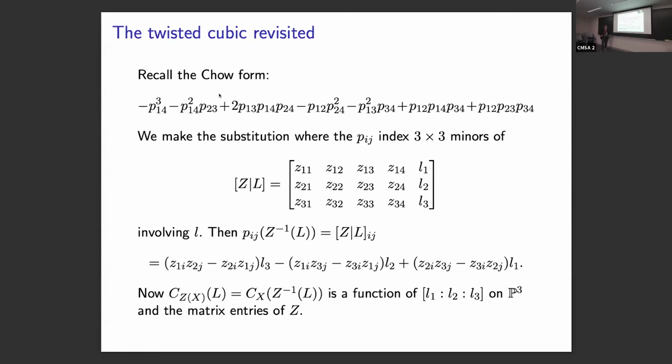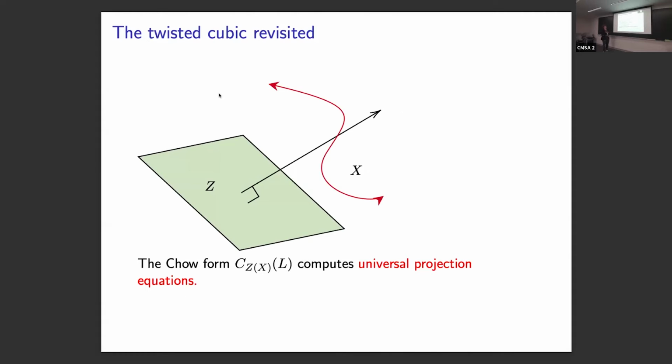Yeah, but anyway, I really want to highlight that I had not seen this interpretation before of the twistor coordinates as the coordinates of the fiber. And it's very satisfying from a geometric perspective. All right, so just to say again, the connection with projection: this original Chow form really computes universal projections, where you just express it in terms of Z.